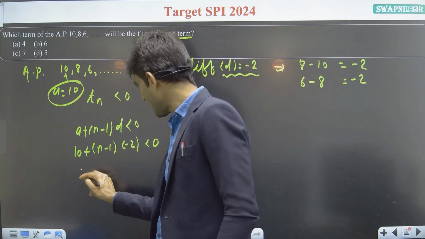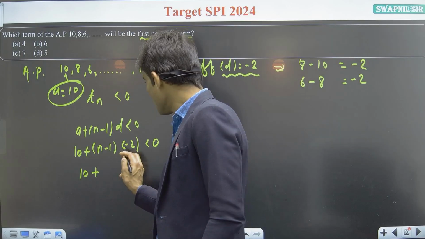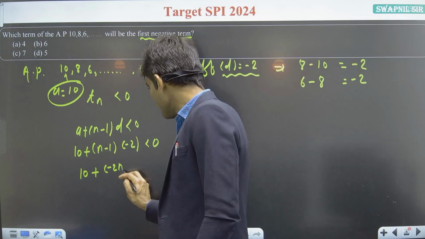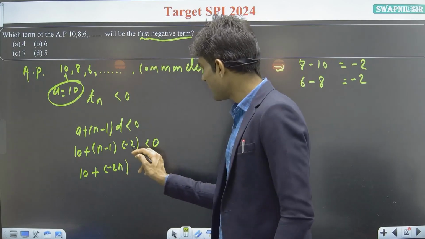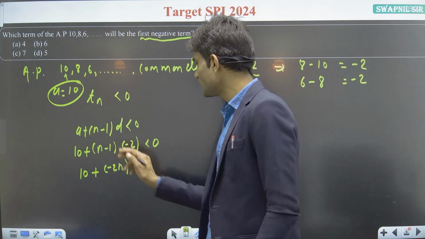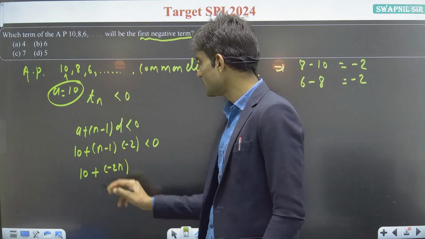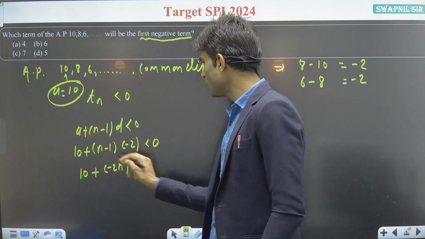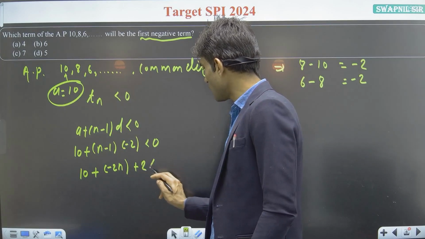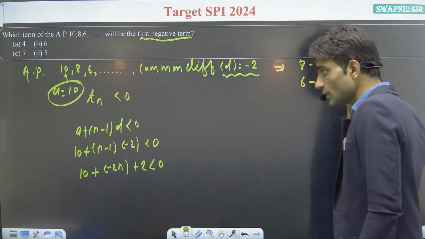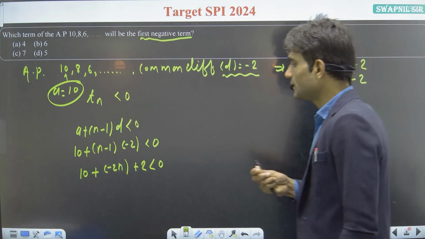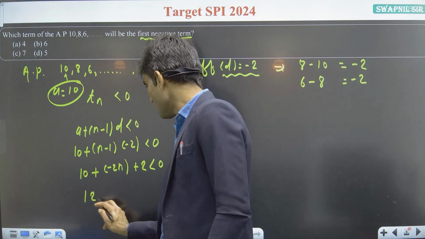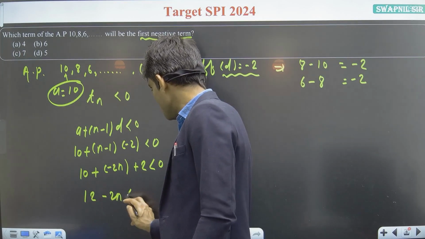Okay, so 10 plus minus 2 into n minus 1. Okay, so minus 2n. What I have done here is minus 2 multiplied by the first term, minus 2 multiplied by the second term. So 10 as it is plus minus 2n, minus 2 into minus 1, which is plus 2, which is smaller than 0. That means this number of terms is smaller than 0 here. Okay, so 10 plus 2, which is 12, minus 2n, is smaller than 0.